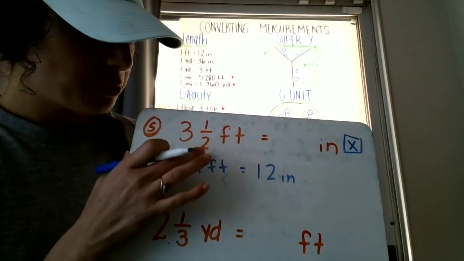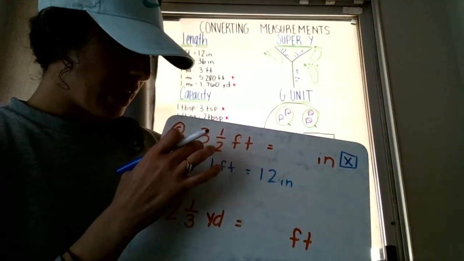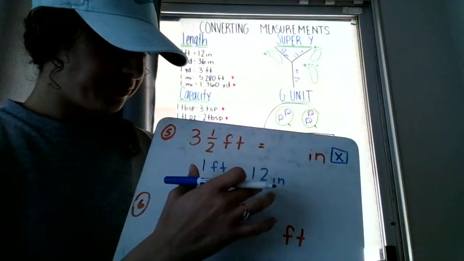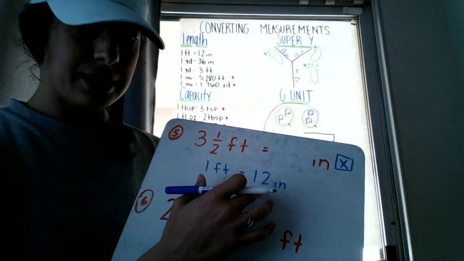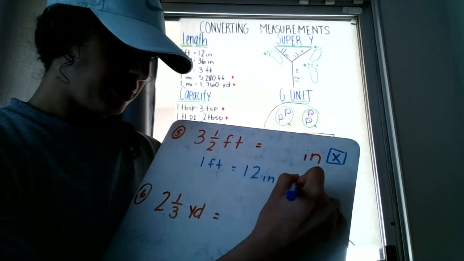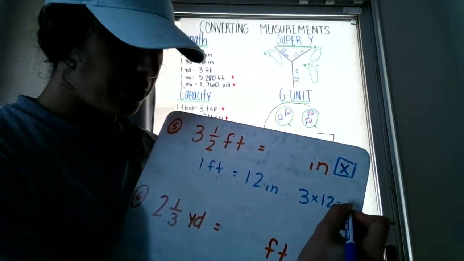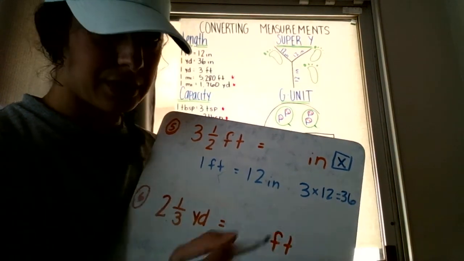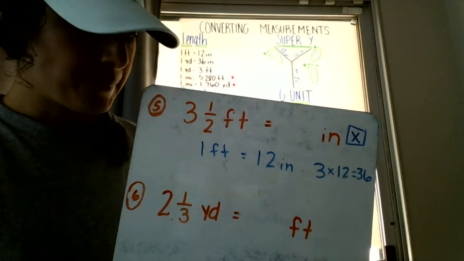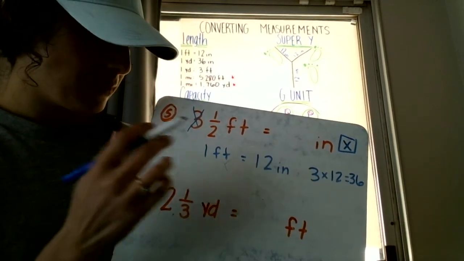So I'm not even going to worry about the fraction right now. I'm just going to do this. So I'm going to multiply this 3 to this 12. That's going to give me 36, right? So 3 times 12 equals 36. Okay? So I got this part down. What about the half?